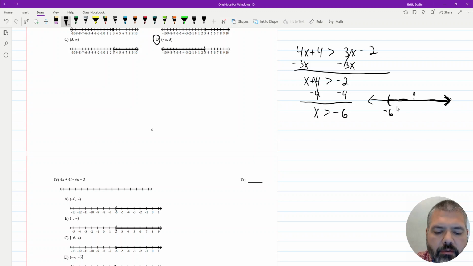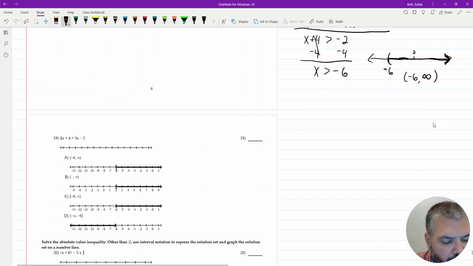All right, and so if you want to write that in interval notation, that's parenthesis, negative 6, comma, and then to the right forever means infinity. All right, so that's what we're looking for. Make sure it has the interval notation and the graph. And I believe that that is A.